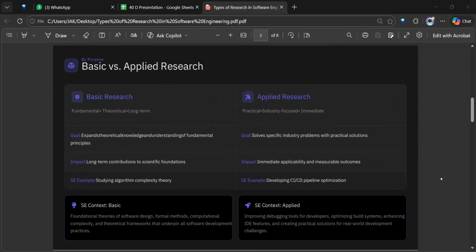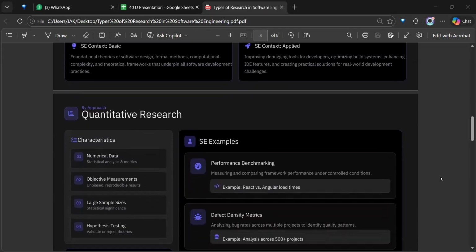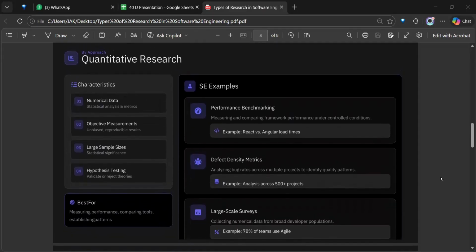Applied research, on the other hand, is practical and industry focused. It solves specific real world problems. The impact here is immediate and measurable. Now let's move on to the next slide, which is quantitative research.